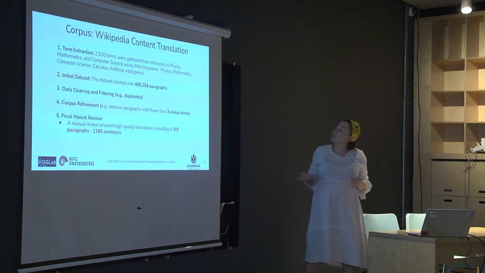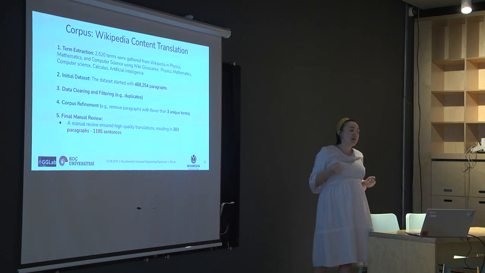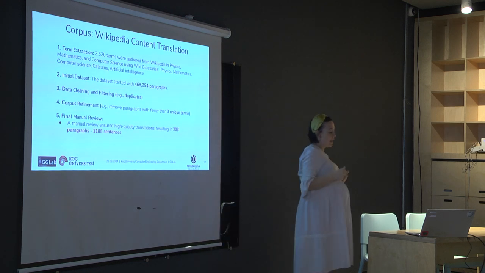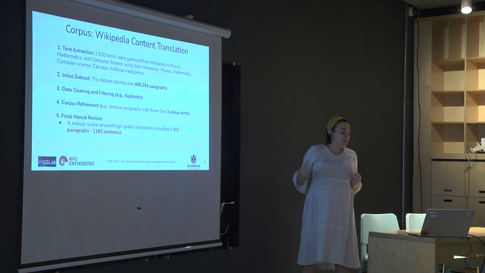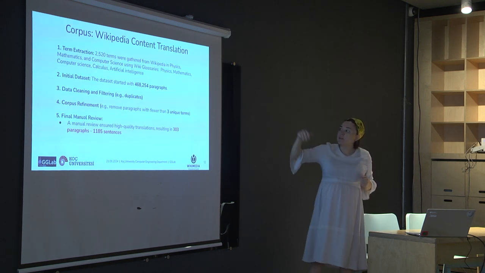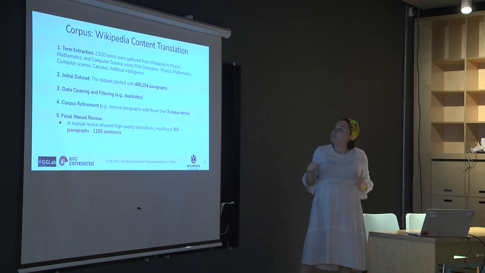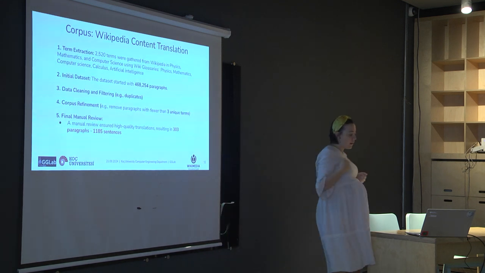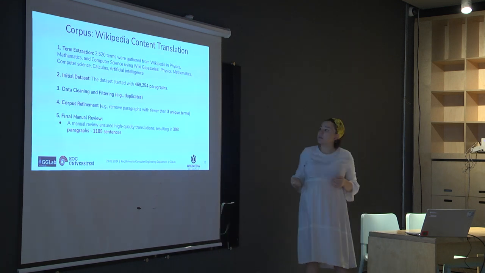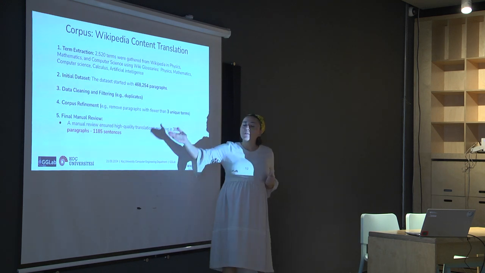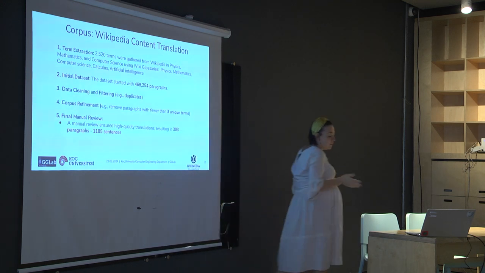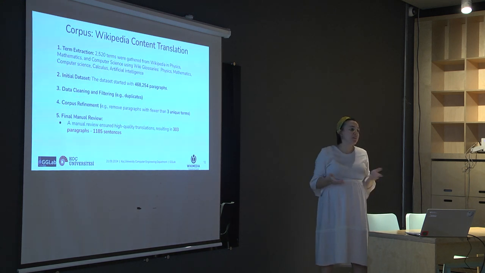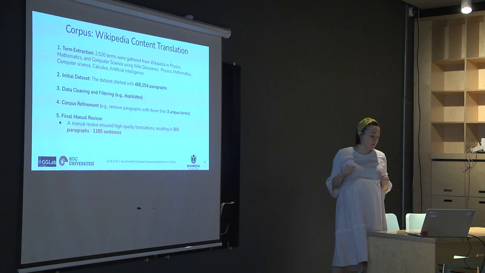Physics, maths, and computer science. So we looked at the glossaries to find the terms, and then we started extracting the documents from content translation with the translation itself. And then we ended up with around 500,000 paragraphs with all the translated documents. Then we did a lot of cleaning and filtering. I'm not going to go into details, but they will be available on the project website, like removing duplicates or special characters and so on.